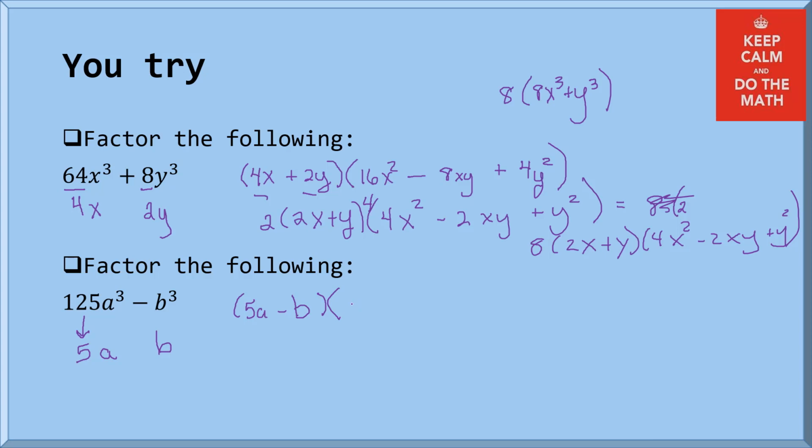So the first term is 5a when you square it, which is 25a squared. Second term, you multiply them together, 5a times b, or 5ab. Plus the last term squared, which is b squared. And there is my final answer.